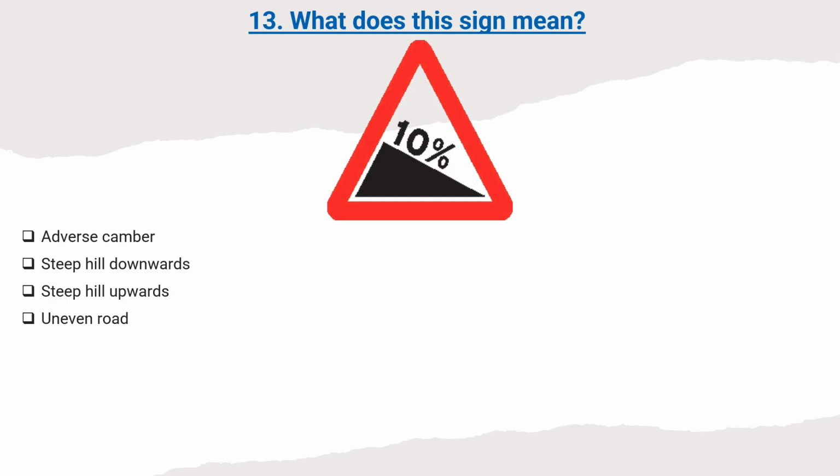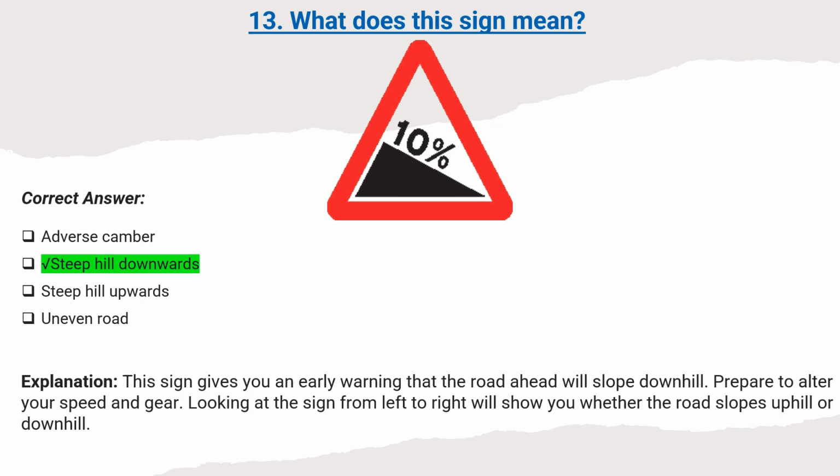13. What does this sign mean? Adverse camber. Steep hill downwards. Steep hill upwards. Uneven road. Correct answer, steep hill downwards. Explanation: this sign gives you an early warning that the road ahead will slope downhill. Prepare to alter your speed and gear. Looking at the sign from left to right will show you whether the road slopes uphill or downhill.